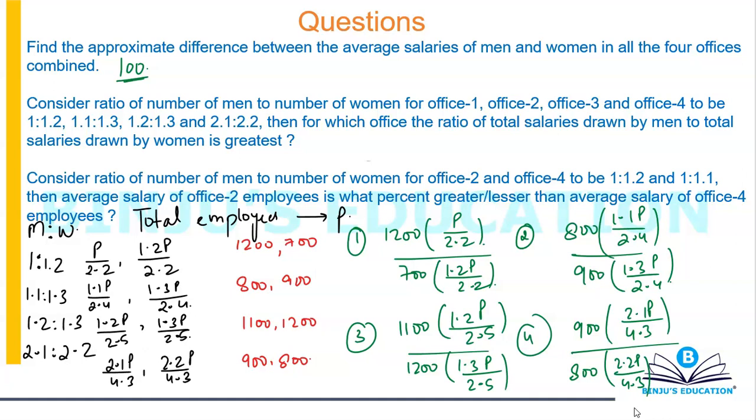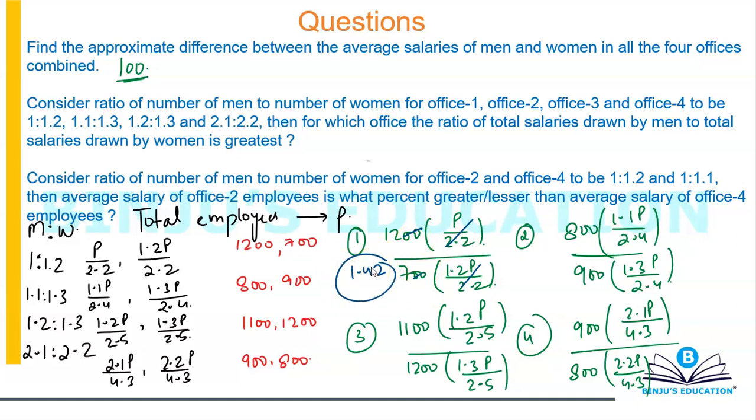All right, so the first one is 1200. See, I can cancel these terms. I can remove this part. So the first one is simply 1200 by 700 into 1.2. I can remove the two zeros also. So I need to do 12 divided by 7 and then further divided by 1.2. This is going to give me about 1.42.